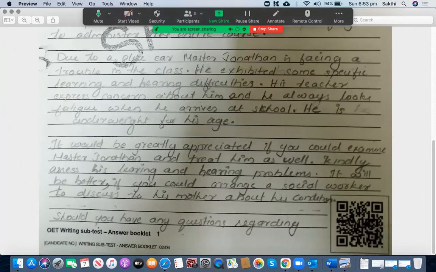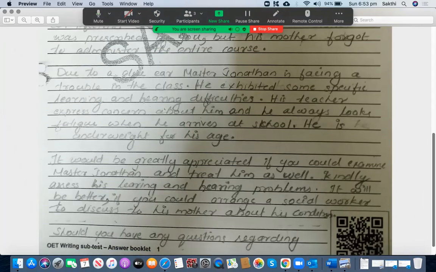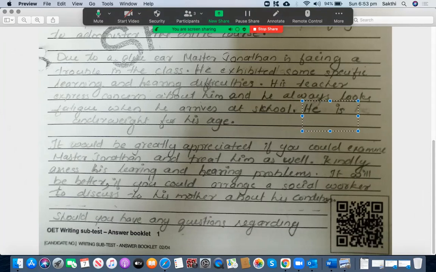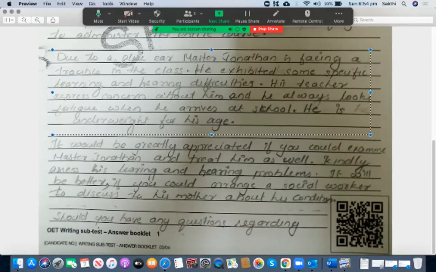So he expressed concern about him, and he always looks fatigued when he arrives at school. He is underweight for his age. That is also right. But this is also an issue, isn't it? You could have used, maybe, also: Also, please note that he is underweight for his age. You could have started a new sentence here. This is another issue, so it comes under the same concern. He feels fatigued and he's underweight and he has got all these things. So these are the concerns of the patient, and you can use supporting, connecting phrases to support them.